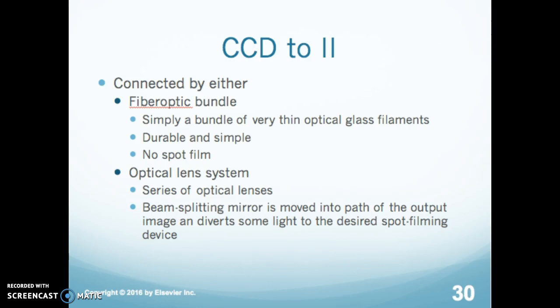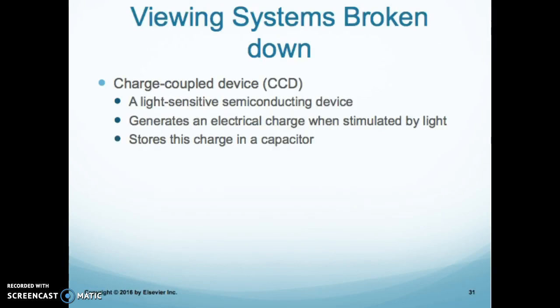So the CCD to the II can be connected by either the fiber optic bundle, which is simply a bundle of very thin optical glass filaments, is durable and simple, but you can't do any spot filming with it. There's the optical lens system, which is a series of optical lenses. So there's a beam splitting mirror, which is moved into the path of the output imaging and diverts some of the light to the desired spot film device, and also allows the fluoroscopist to be able to see what's going on. So viewing systems broken down.